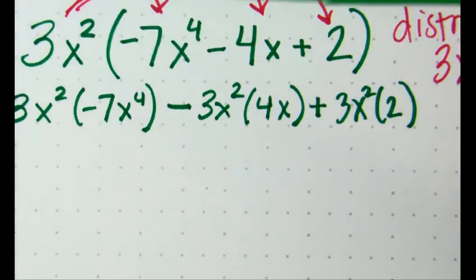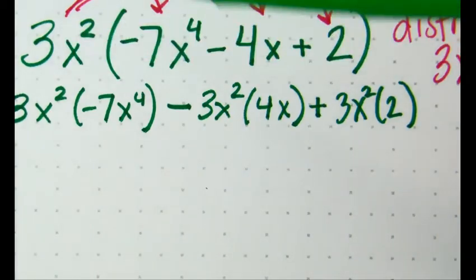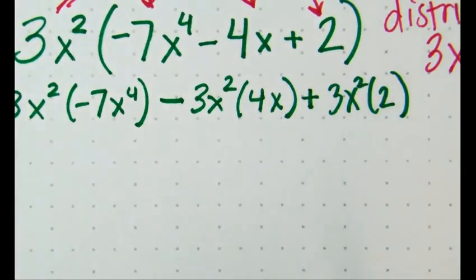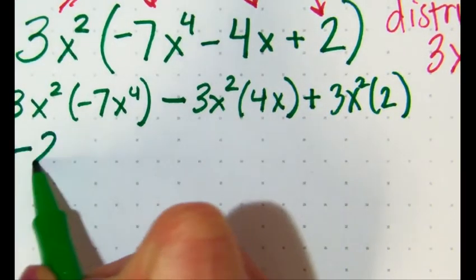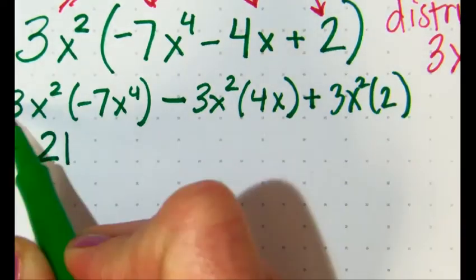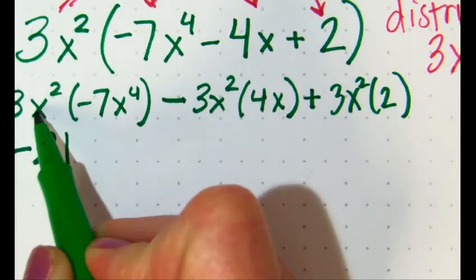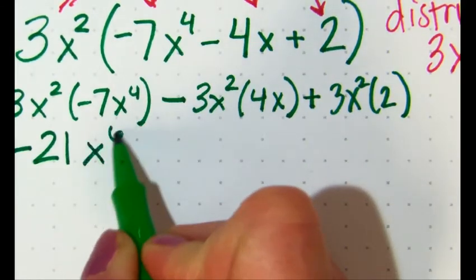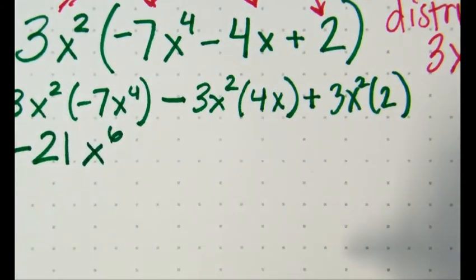Multiplication, I can distribute. Now that I've done the multiplication for the distributive property here, I can multiply each of these. So I'm just going to multiply each section here. So I get negative 21, 3 times negative 7, x squared times x to the fourth. We add the exponents, right? So I get x to the sixth. If you want to write the step out where you show 2 plus 4, you can.